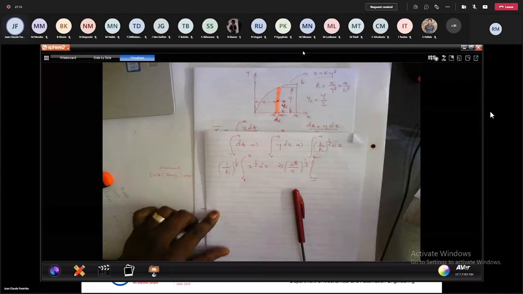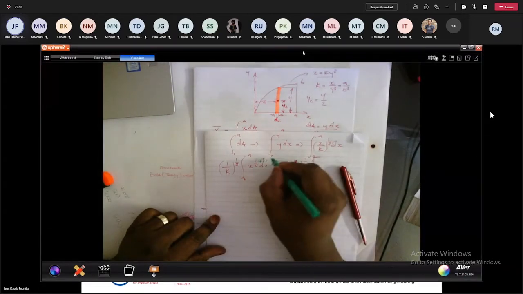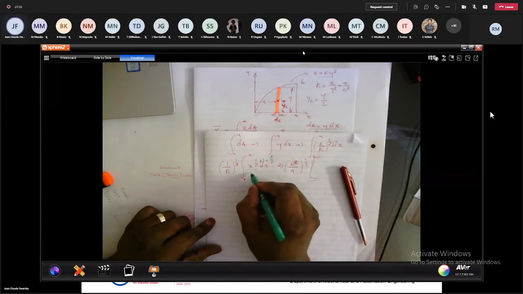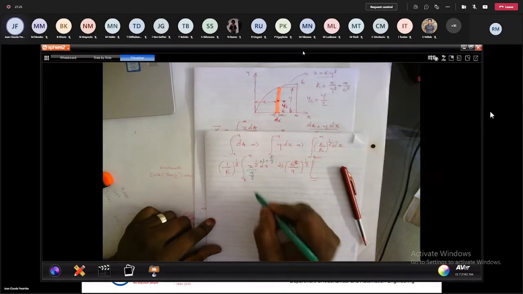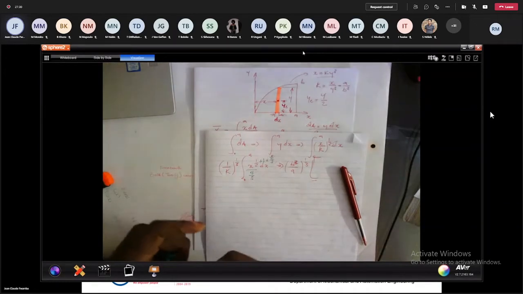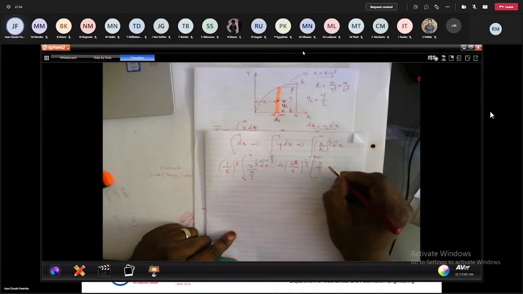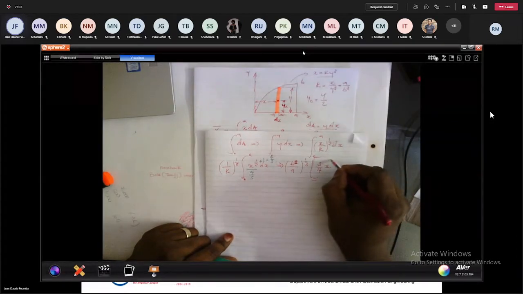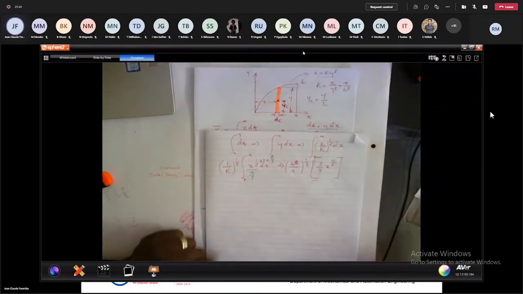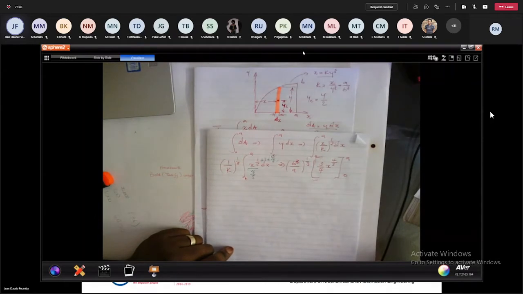So it will be 1/3 plus 1, which gives me 4/3. I take this and put it at the bottom, which is the same as multiplying when you flip it. By flipping it, it will be 3/4 x exponent 4/3 within my limit a and 0.